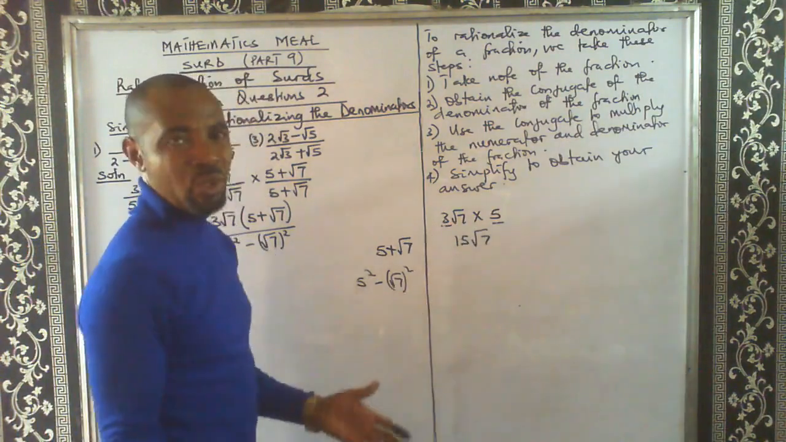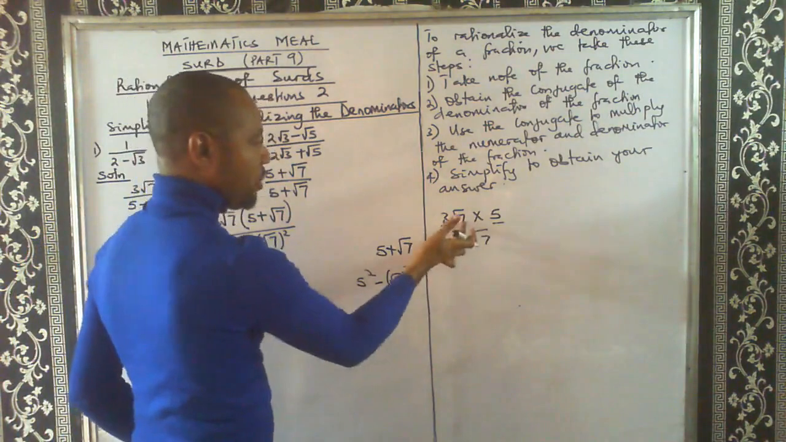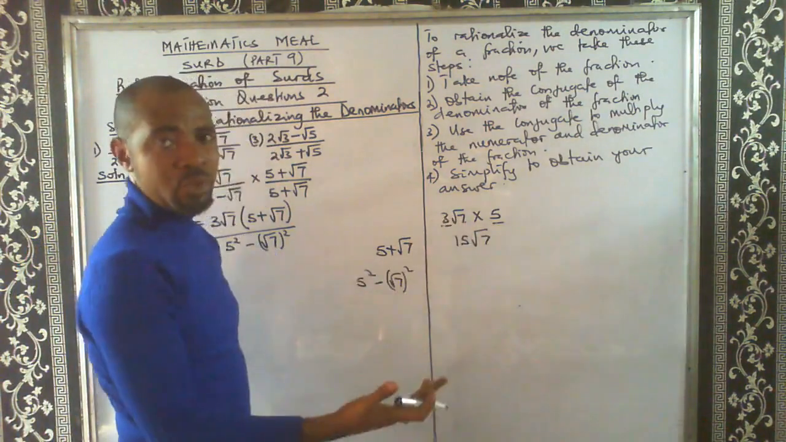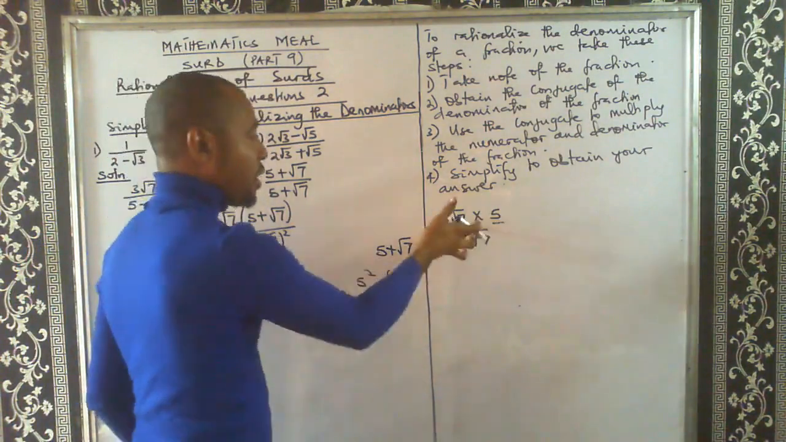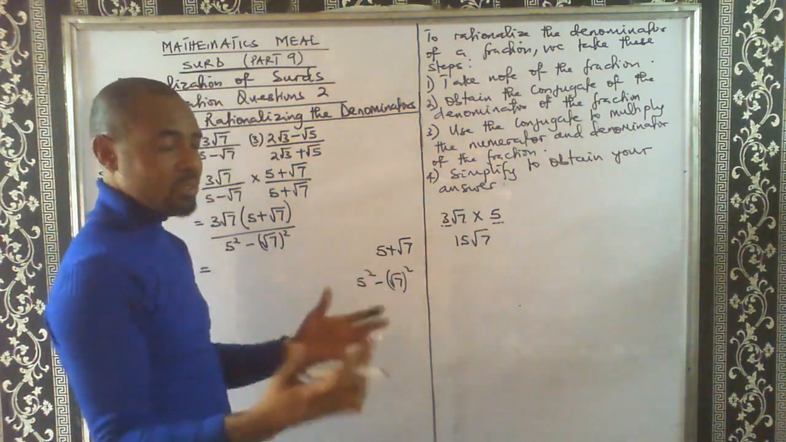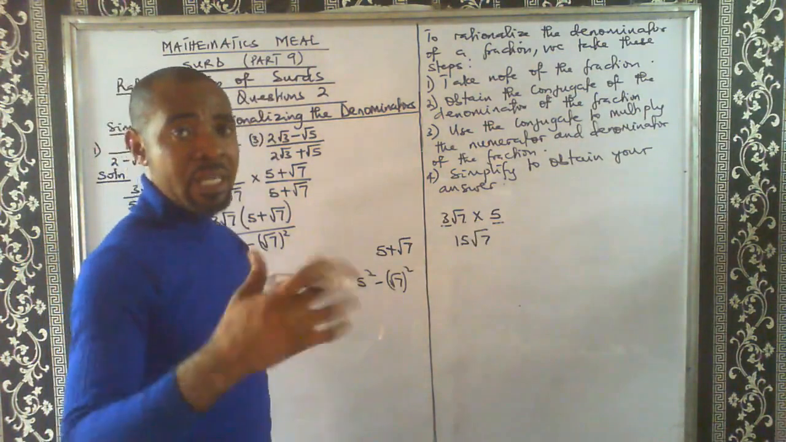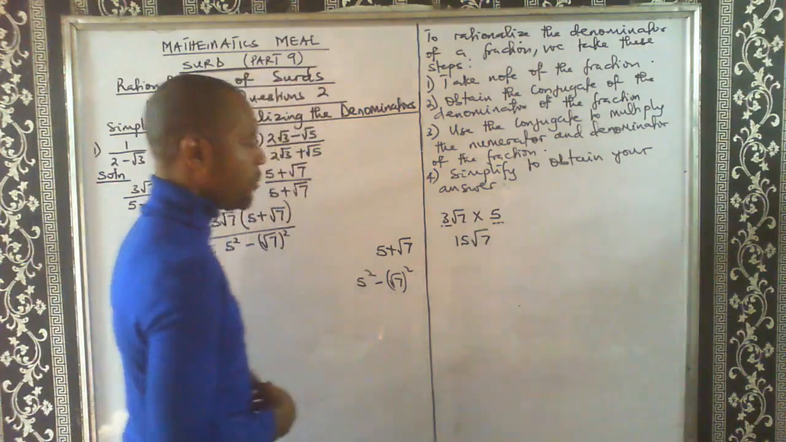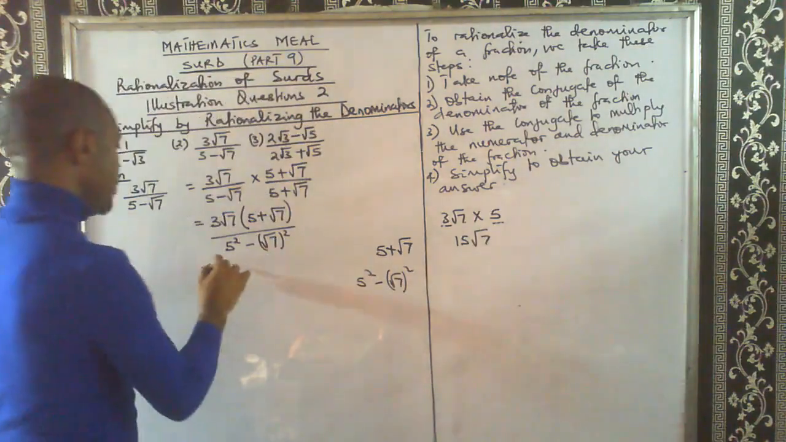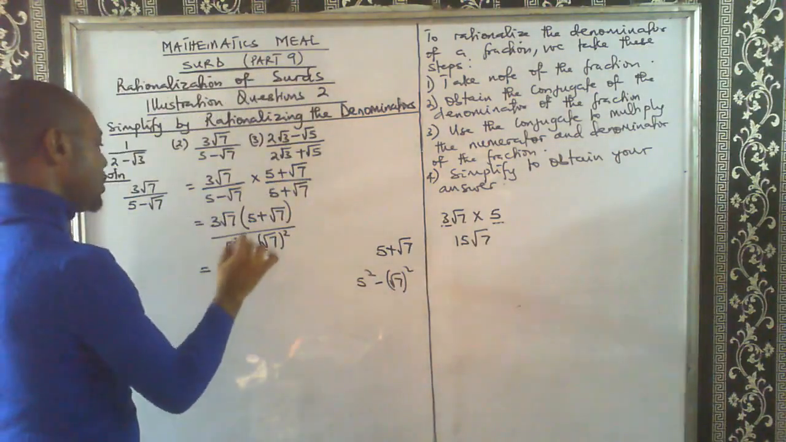Remember, it's no longer news that you cannot use 5 to multiply what? Square root of 7, because this is an ordinary number and this is a surd. So there's no way 5 can multiply that. You can count the number of times I've said this if you have been following our previous video. So we have 15 square root of 7.